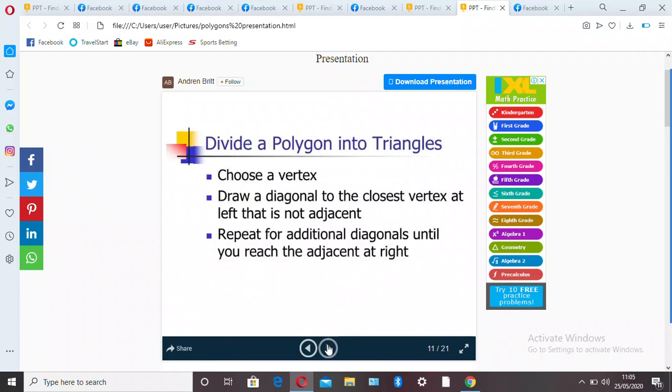Okay, so let's proceed a little bit. If you want to divide a polygon into triangles in solving problems of finding interior angles of a polygon, I already told you that a polygon is simply a plane shape that has from 3 sides above. You can have a polygon with 5 sides. What is the meaning of side? Lines that you draw together to form the shape are called your sides. That's layman's language. The corners are like your vertex. So you draw a diagonal to the closest vertex at the left that is not adjacent. You will understand all of this by the time we begin to take our example. So repeat for additional diagonals until you reach the adjacent at the right.